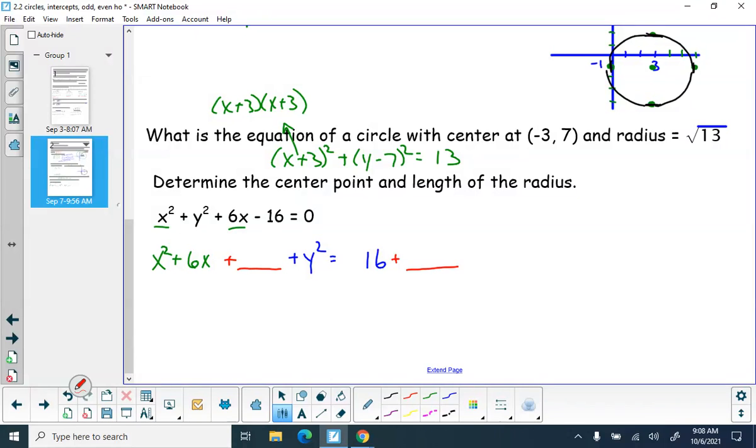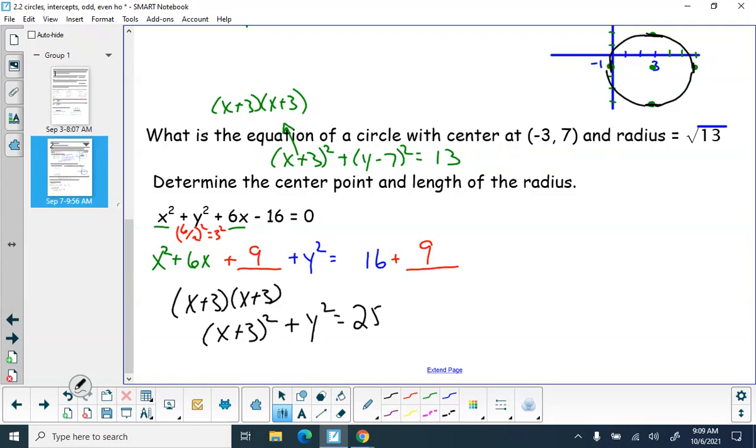Now we complete the square with respect to the x's. What do we add to both sides? 9. Okay, we're going to add 9 to both sides. Take your 6 divided by 2 and square it, which is 3 squared. We get a value of 9. So what we do to one side, we do to the other. Now we have created two identical factors, hopefully. So we have x plus 3 squared plus y squared is equal to 25.